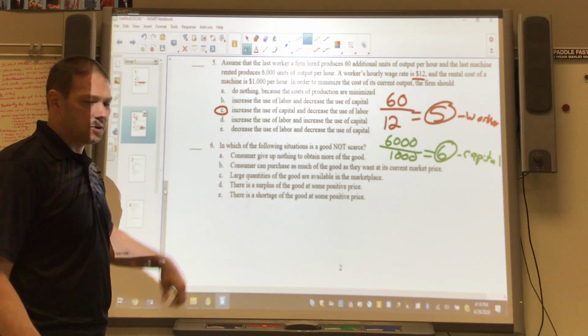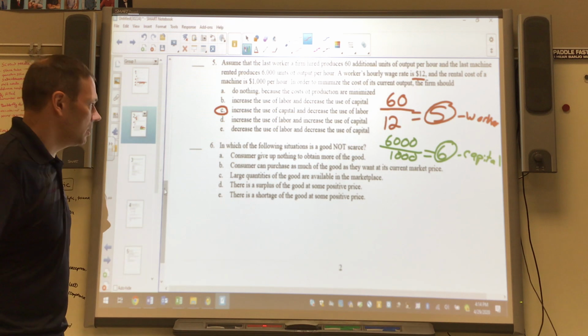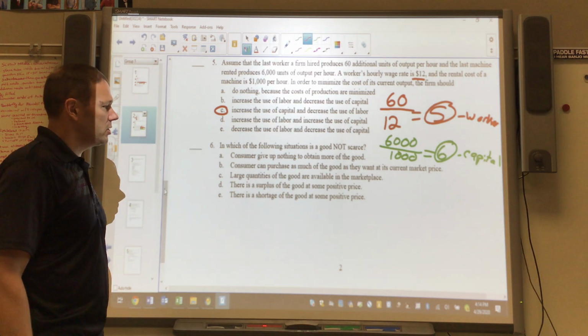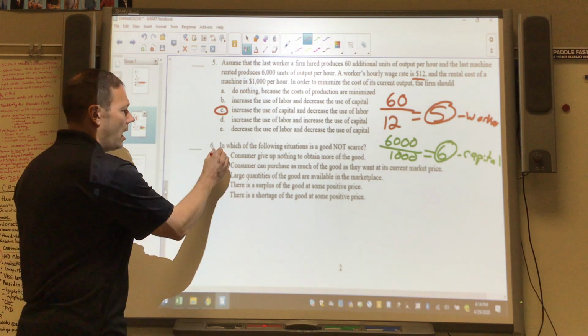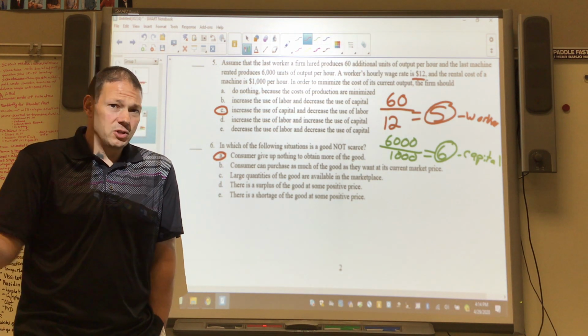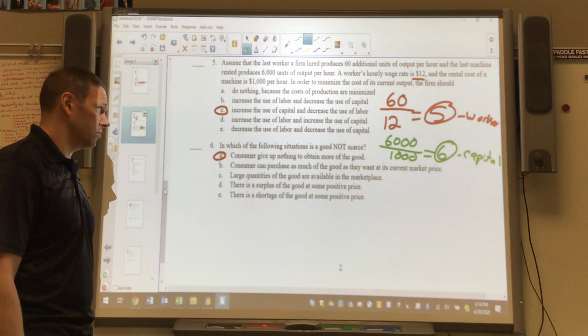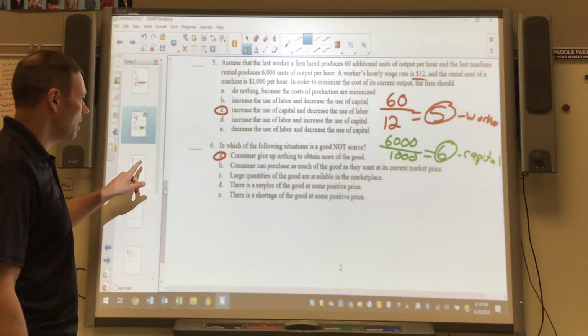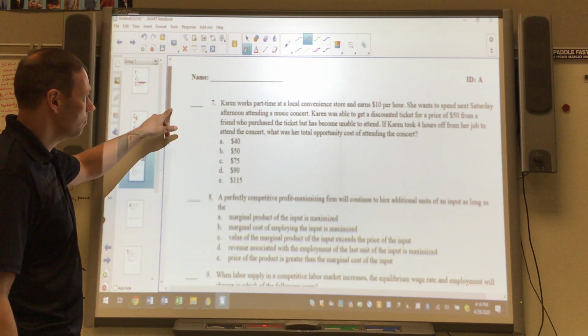Number 6, simple scarcity thing, going back to the basics. In which situation is a good not scarce? A is the best answer here. If you don't give anything up to do it, there's really no cost to it, and therefore it's not scarce. It doesn't really matter. Okay, so it wouldn't be considered scarce in that situation.